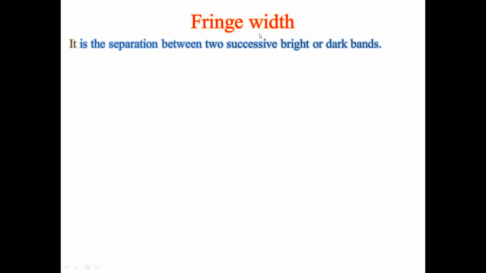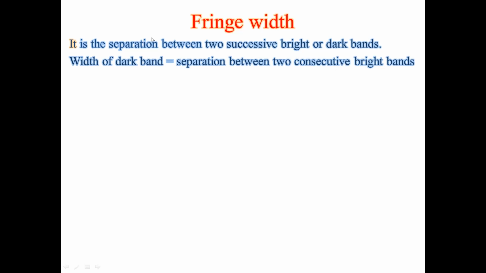Now let us find the fringe width. It is the separation between two successive bright or dark bands. The width of a dark band is the separation between two consecutive bright bands. So fringe width beta is equal to y2 minus y1, that is equal to 2D lambda by small d minus D lambda by small d, which is equal to D lambda by small d.